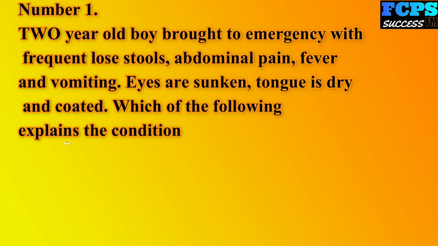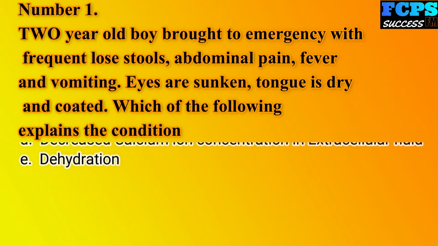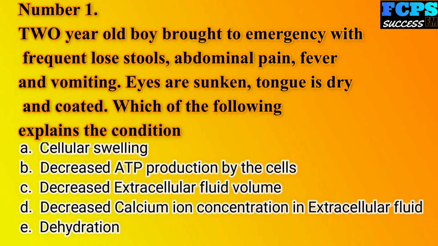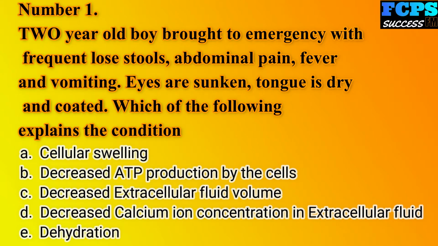Number 1. A 2-year-old boy is brought to emergency with frequent loose stools, abdominal pain, fever, and vomiting. Eyes are sunken, tongue is dry and coated. Which of the following explains the condition? A. Cellular swelling. B. Decreased ADP production by the cells. C. Decreased extracellular fluid volume. D. Decreased calcium ion concentration in extracellular fluid. E. Dehydration. Correct is dehydration.